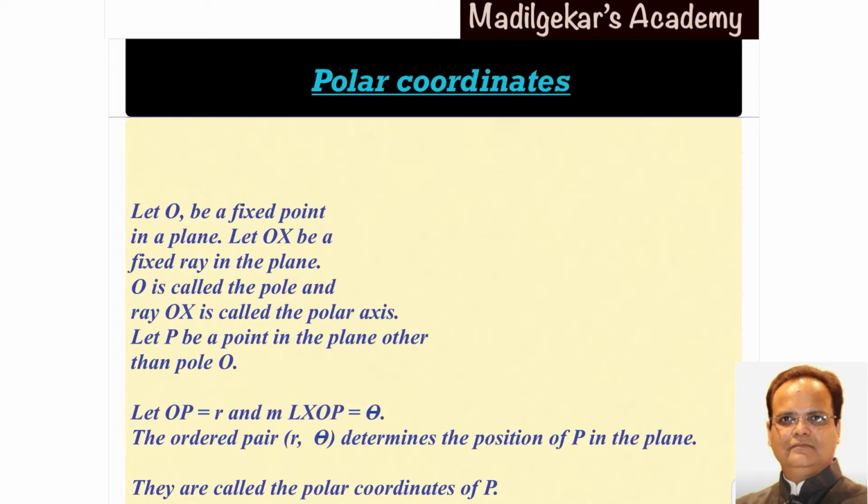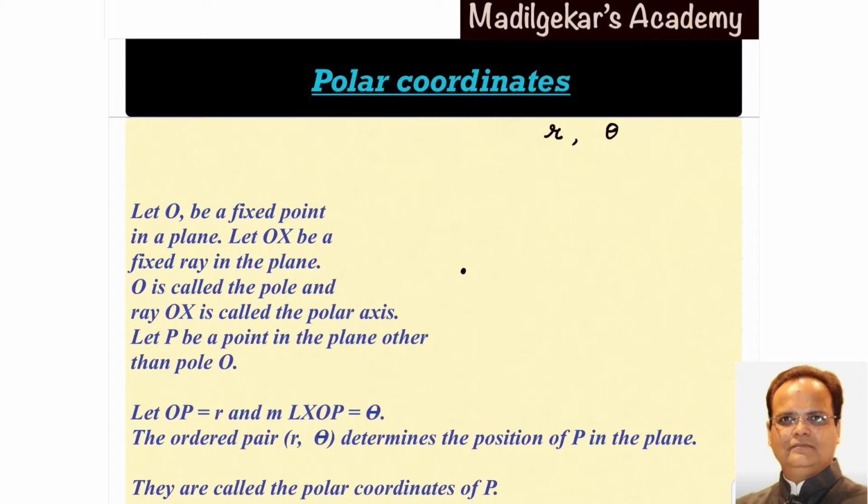But in the polar coordinate system, we need two things. One is the radius vector denoted by r, and the second is an angle. It is actually called the vectorial angle. So let's start polar coordinates.